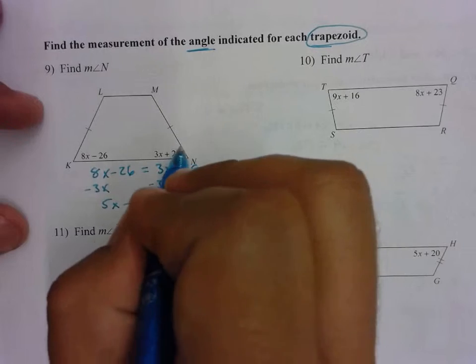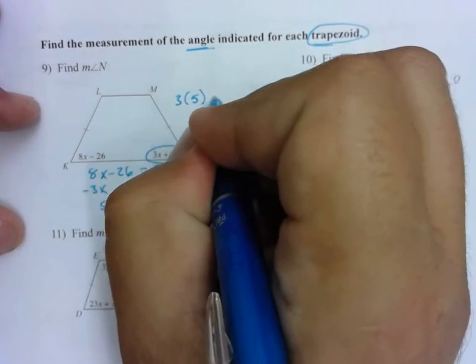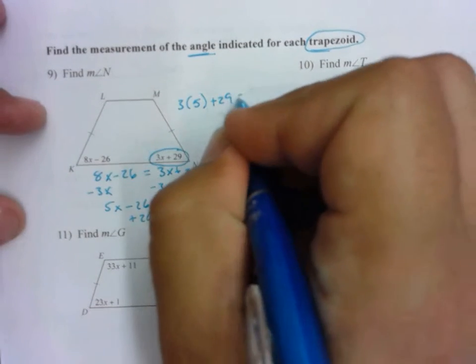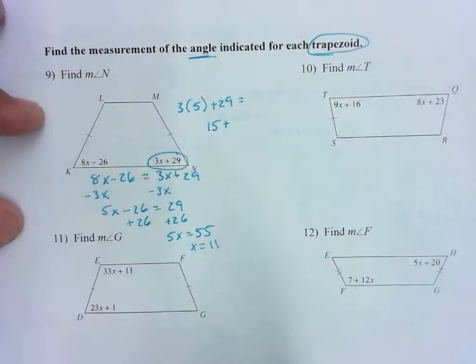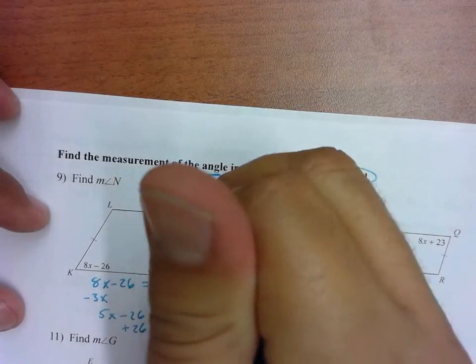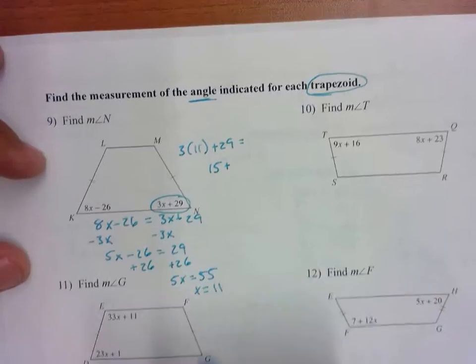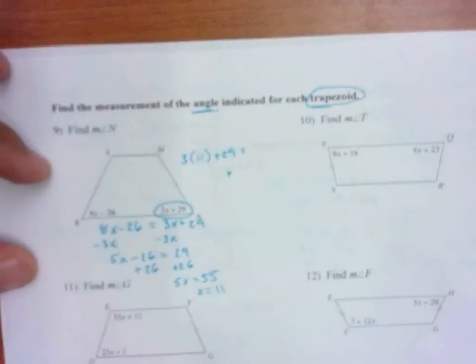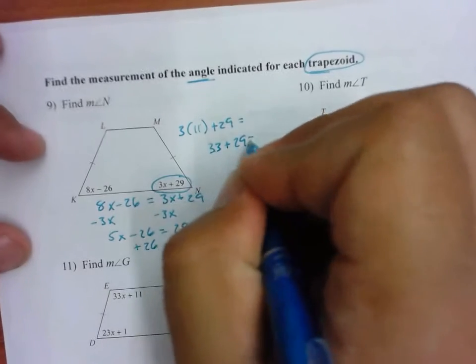Angle N is right here. So it's 3 times 5 plus 29. 3 times 5 is 15. No, you're supposed to put 11. 3 times 11. Where did I get a 5 from? So 3 times 11 is 33, plus 29.